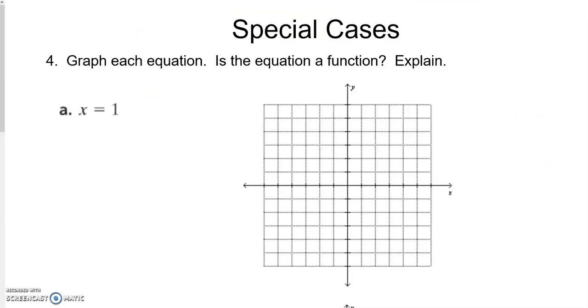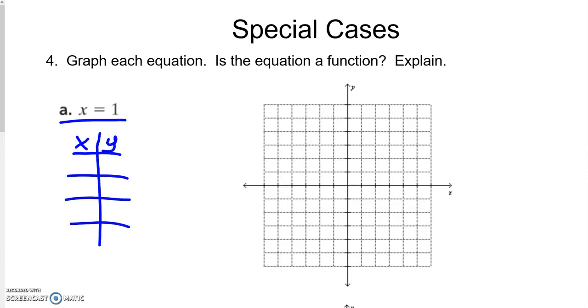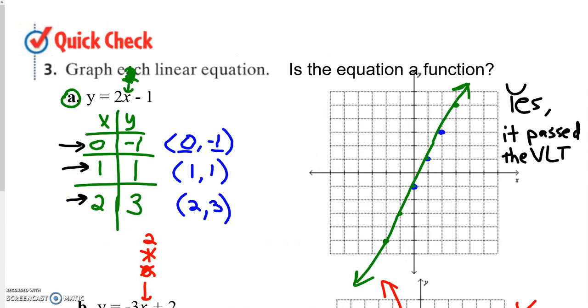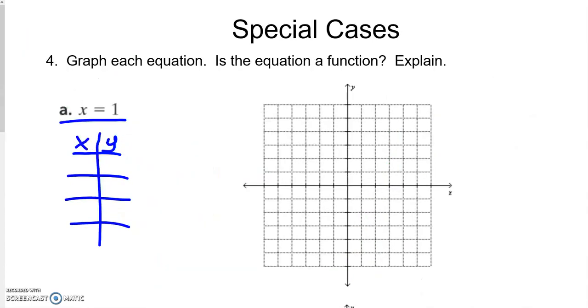Now, sometimes we have special cases. For example, if you look at this equation, x equals 1. When I go to make my xy chart, I always got to read carefully. On these last two that we did, it didn't tell me what x had to be. I could choose x whatever I wanted. But here it says x has to be 1. X equals 1 means x has to be 1.